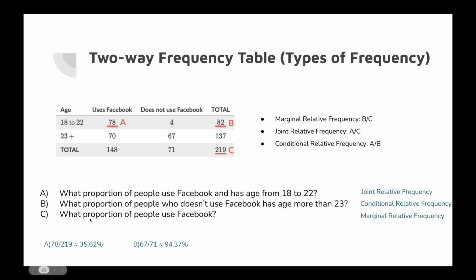Lastly, what proportion of people use Facebook? Since it was marginal relative frequency, we have to divide the number of people who use Facebook by the entire number of people in the sample. So in this case, we have to divide 148, which is the total number of people who use Facebook, by 219, which is total number of people in this sample, which is around 67.58%.